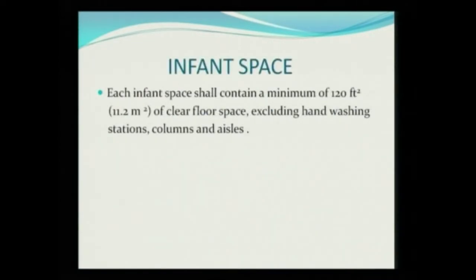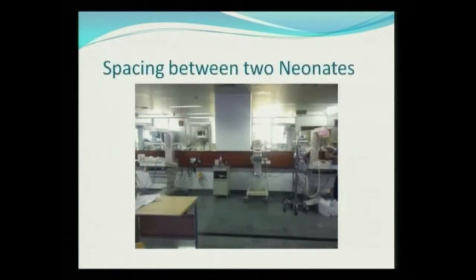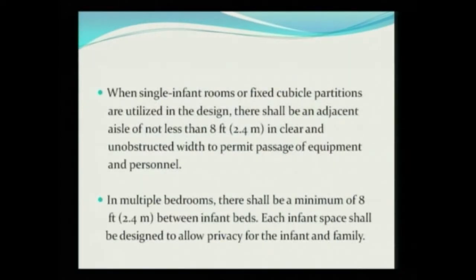What should be the infant space in an NICU? It should be a minimum of around 120 square feet, that is 11.2 square meters, of clear floor space. This is our NICU. You can see the diagram depicting a warmer, and the baby with the ventilator, and the power outlets I have shown. This should be the spacing between the two neonates. This is the configuration in the NICU.